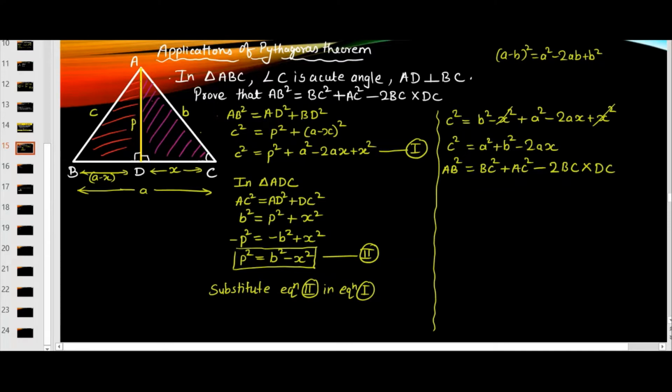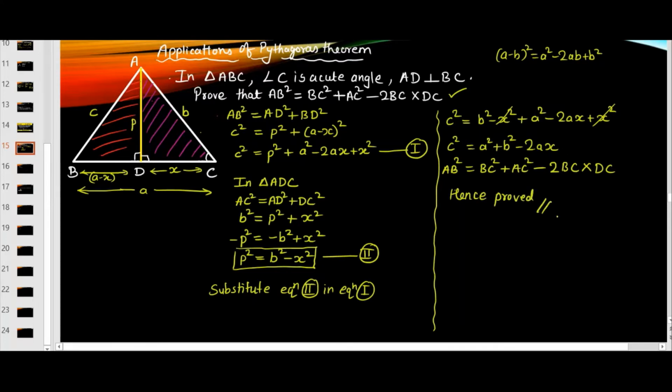So just check what we wanted to prove and what we got. We already got the same answer. AB square equals BC square plus AC square minus 2 BC multiply BC. Hence proved. We already proved it.